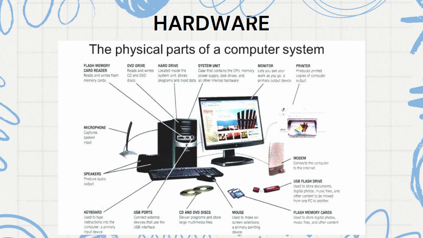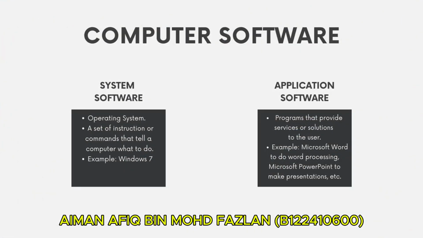Next one is the keyboard. The keyboard is an input device used to type instructions into the computer. The second last one is the speaker, whose function is to produce audio output. And the last one is the microphone, which captures spoken input.